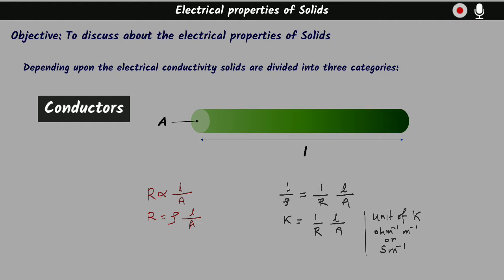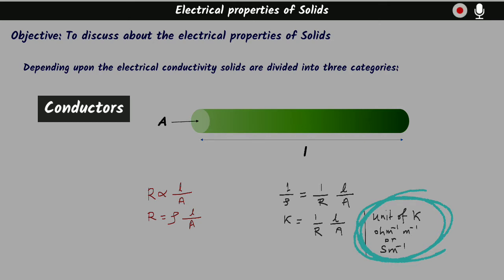So what about the unit of this kappa? If you see this equation, the SI unit of l is meter, and the SI unit of the area capital A is meter square. The SI unit of the resistance is ohm. Finally, if you use these units in this equation, they will give you the unit of kappa, which is ohm inverse per meter.